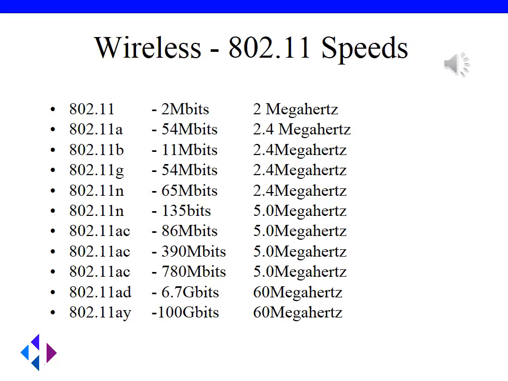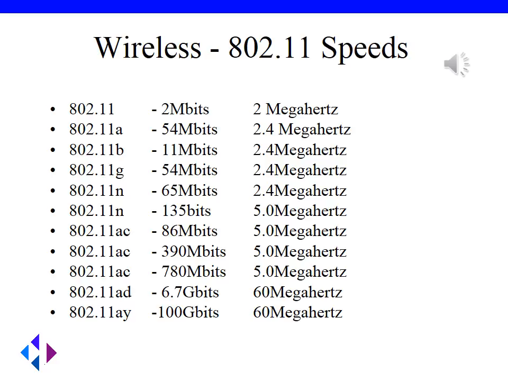802.11 was the original wireless network, which is just 2 megabits. But then again, we're talking about 1985, 1987, back when even 2 megabits was faster than most of the internet connections to the home, which were at 54 kilobits.